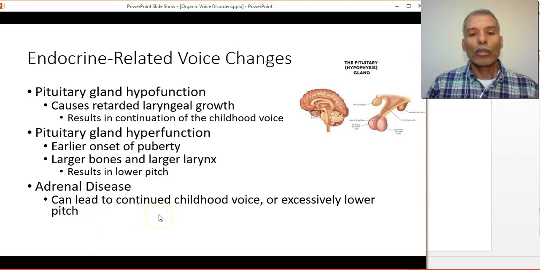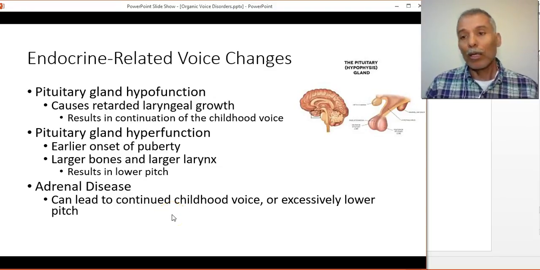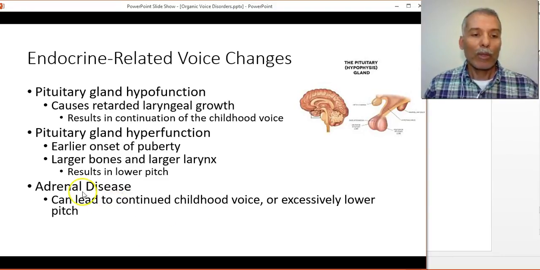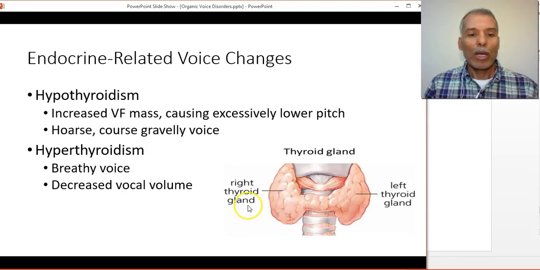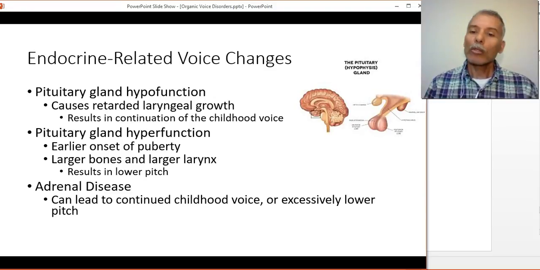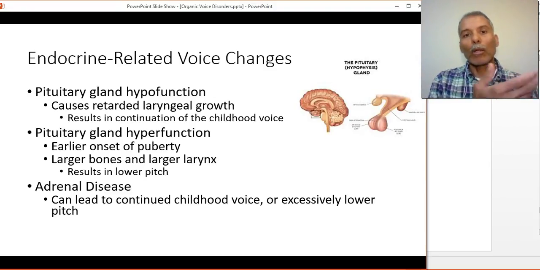Adrenal disease can lead to problems. The adrenal cortices sit on top of your kidneys, and they release epinephrine, adrenaline. So abnormalities in the adrenal cortices could cause childhood voice problems, for example by excessively lowering their pitch. Especially in that case, it's going to be related to the action of the hypothalamus and the pituitary gland, but it could cause excessively lower pitch. So again, even though this will be treated by physicians, you need to understand so that you would know that the problem is because of this, and it is not caused by, say, hyperfunctional use or this or that.